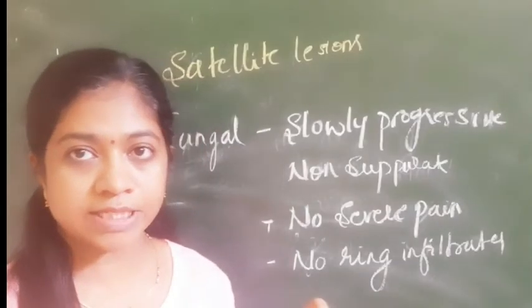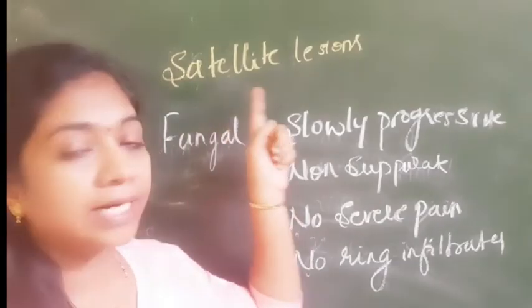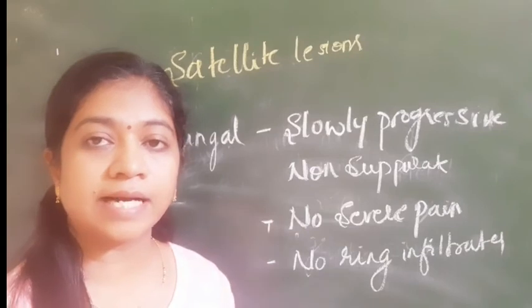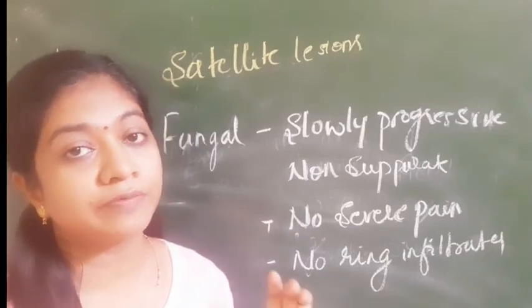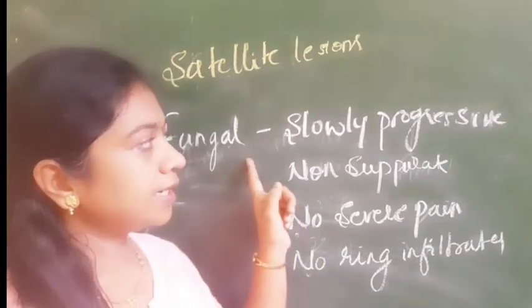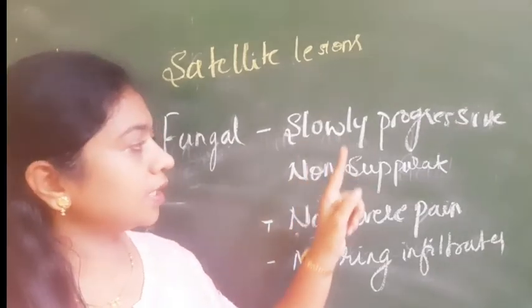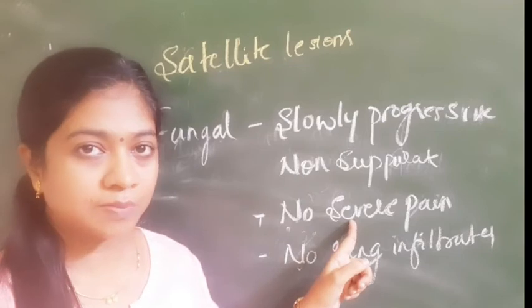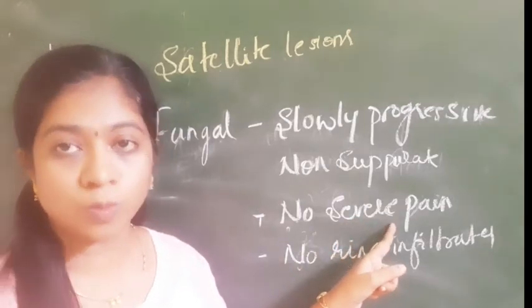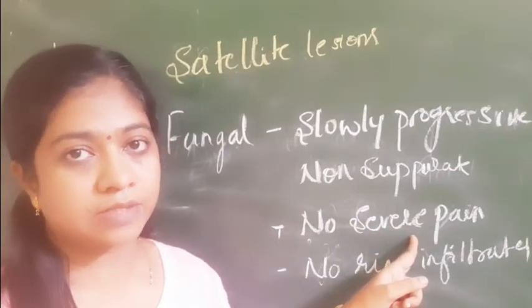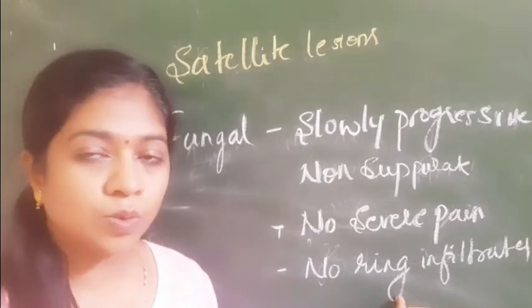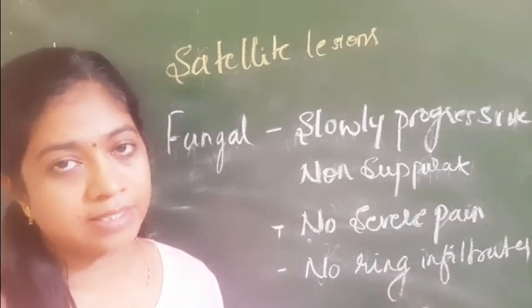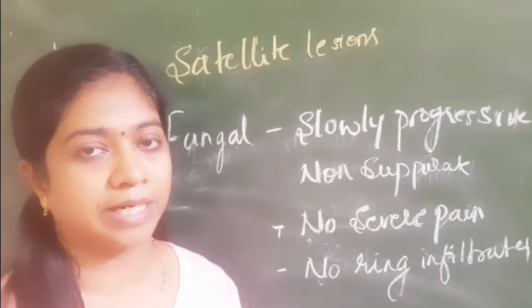And the one more sign which I explained in the signs is the satellite lesions. So because of the presence of the satellite lesions, you will have to differentiate this from the fungal keratitis. So the fungal keratitis are usually slowly progressive and they are non-suppurative compared to the acanthamoeba keratitis. When it comes to the symptoms, the acanthamoeba keratitis will have so much of pain. The pain is very less in case of fungal keratitis. And there is no ring infiltrate in case of fungal keratitis, that is present in case of acanthamoeba keratitis.